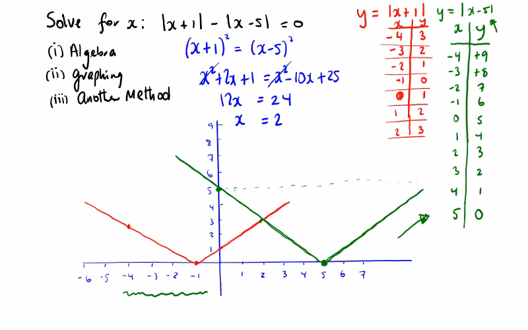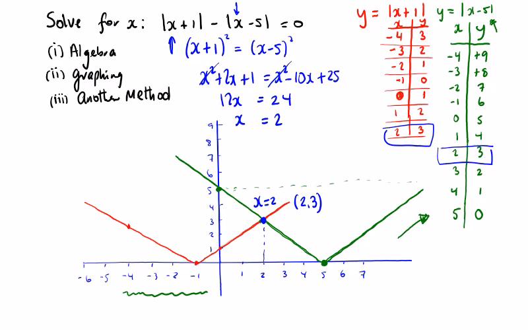They cross at the point. From our table, we have a 2, 3, which is this point here. We're asked to solve for x. So in this case, x is equal to 2 here, but it is the point 2, 3. And if we put a 2 back in here, we're going to get 2 plus 1 is 3, and we're going to get 2 minus 5 is minus 3. And the absolute value of each will be 3. So that's solving it graphically.